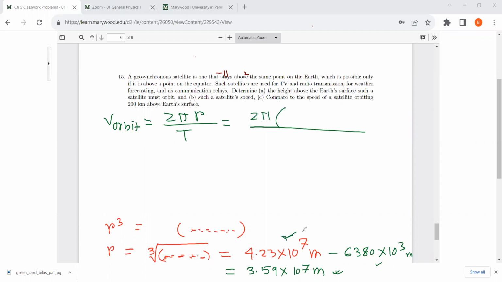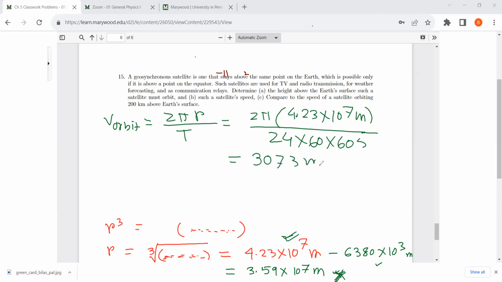And the 2 pi r is basically this distance, not this distance. Don't make a mistake here. r is the distance from the center of the earth to the satellite, so it is what we just calculated, 4.23 times 10 to the power 7 meter. The time period for a geosynchronous satellite is 1 day, which means this many seconds. If you plug this value correctly in your calculator, you should get this speed.